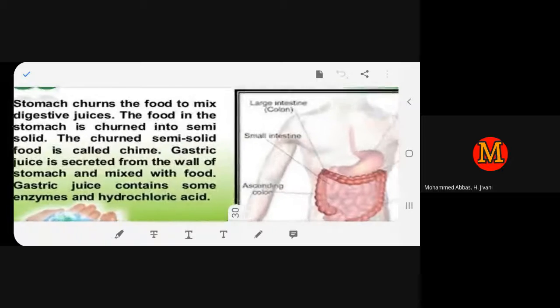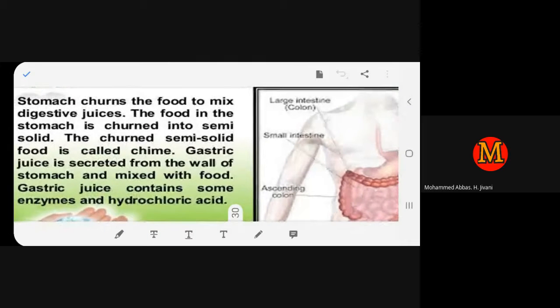Now let's see what the stomach does. The stomach churns the food to mix it with digestive juices. The food in the stomach is churned into semi-solid. The churned semi-solid food is called chyme. Gastric juice is secreted from the wall of the stomach and mixed with food. Gastric juice contains some enzymes and hydrochloric acid.